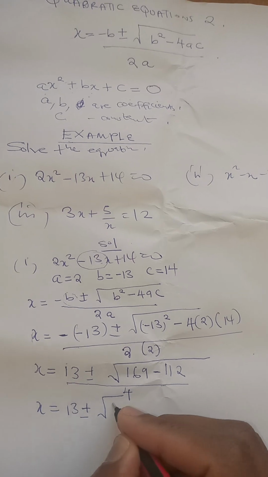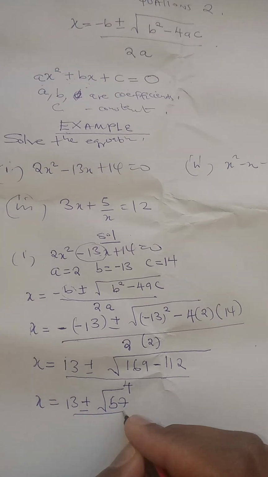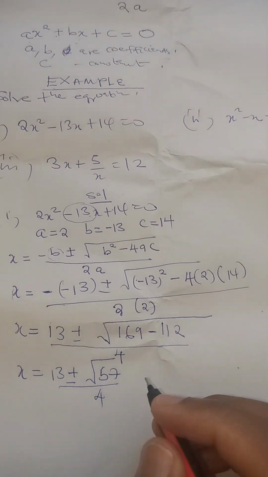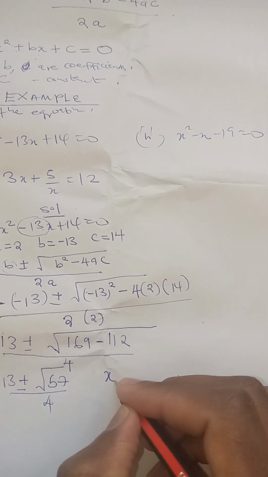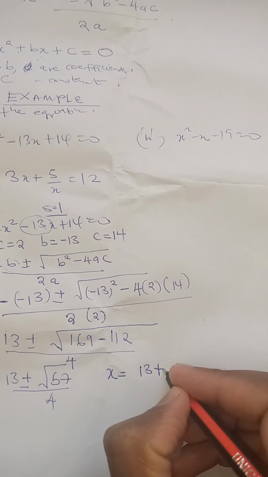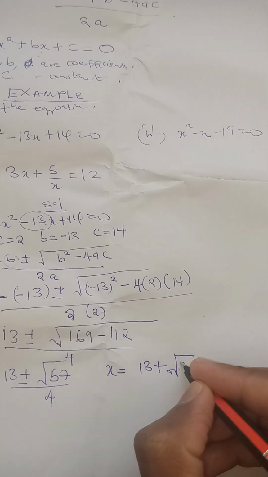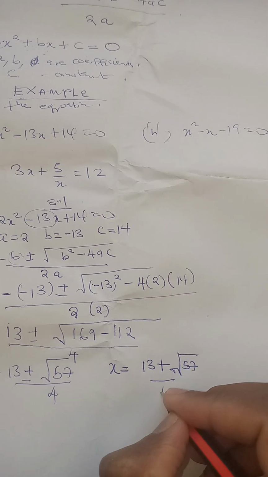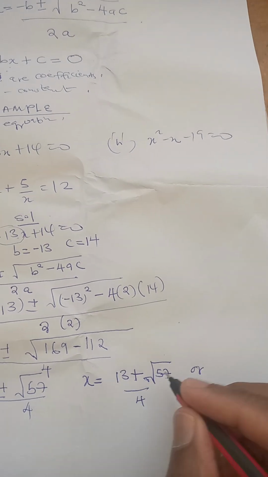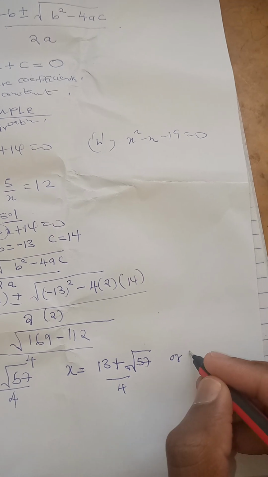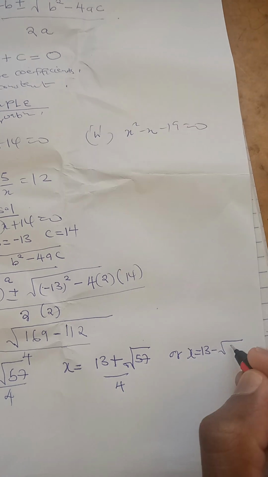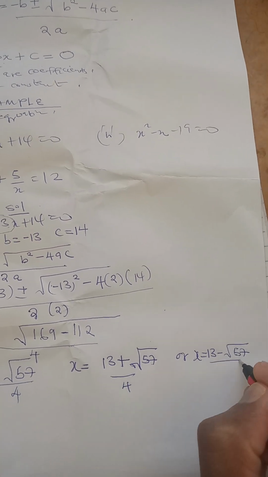So you have root of 57 over 4. Now we have two signs there, we have to separate them. So you come down here now, say x is going to be equal to 13. You get one sign, so we get positive, you maintain root of 57 over 4. Then here we have to get what? Negative. So x is going to be equal to 13 minus the root of 57 over 4.